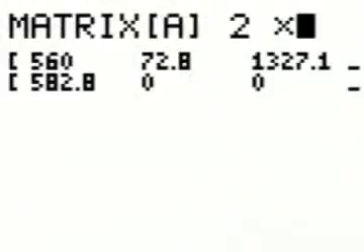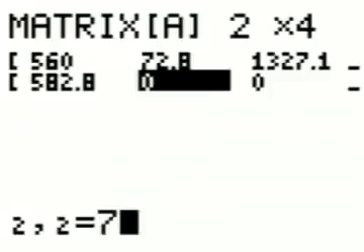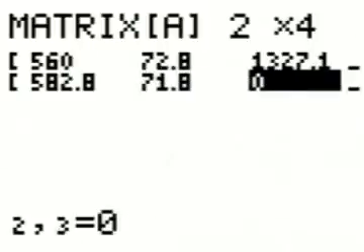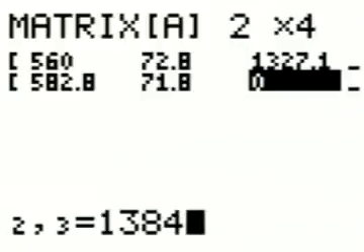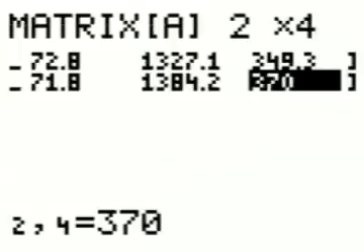I stopped looking. 5.82, 71.8, 138, 4.2. There we go. Don't panic if something goes wrong. Just look back over your matrix, okay? Now, once you're in this, you need to quit so you can put in the second matrix. So second quit, then go back to matrix.